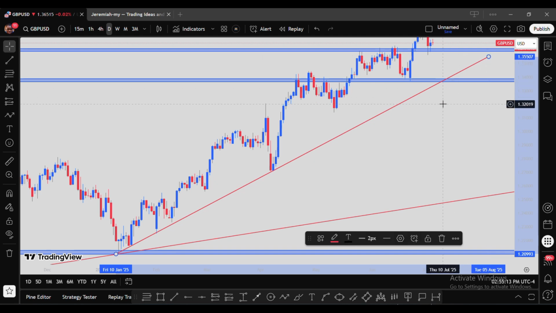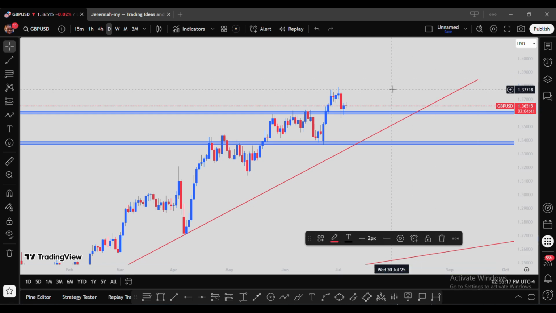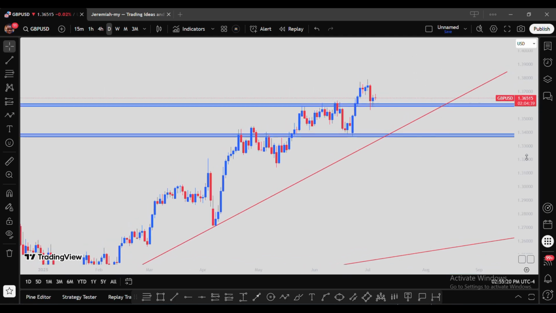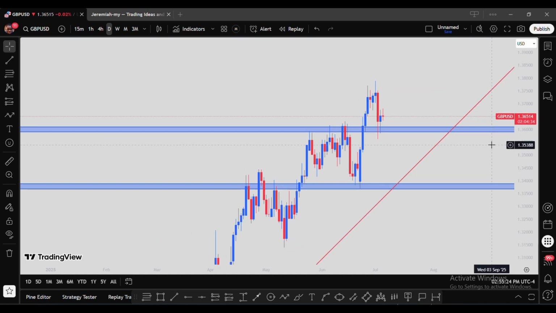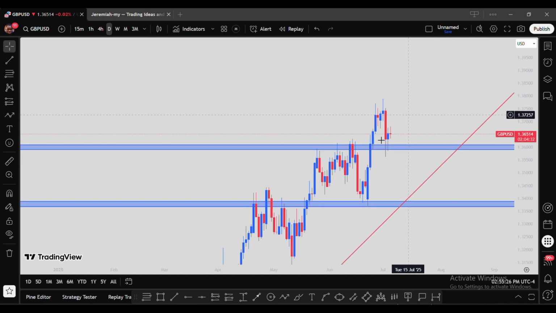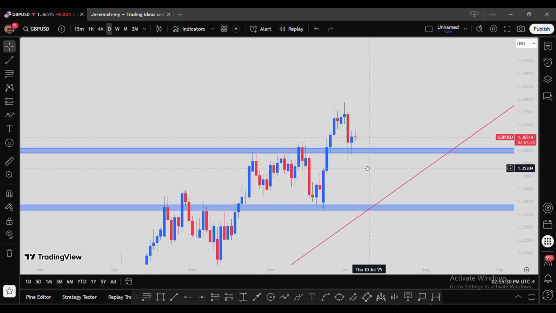What I'm saying is that though the market structure could still change, if this level, if the US dollar continues moving back to the upside, it might not be looking good for the bulls' plan for the GBP.